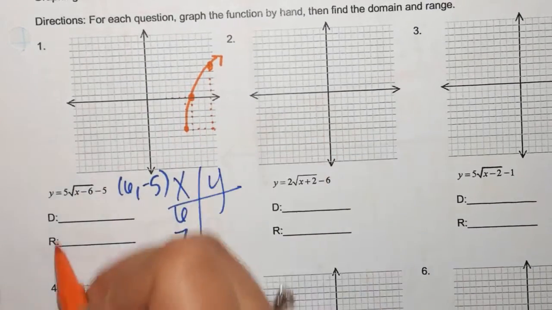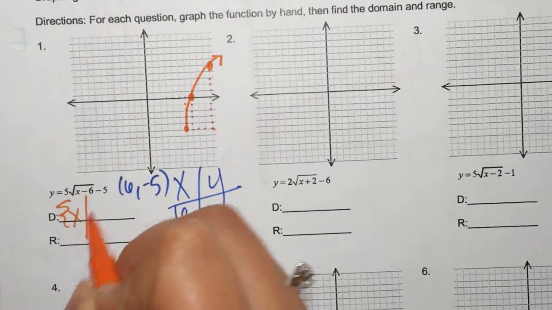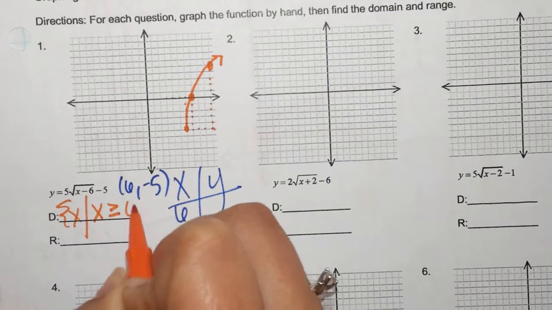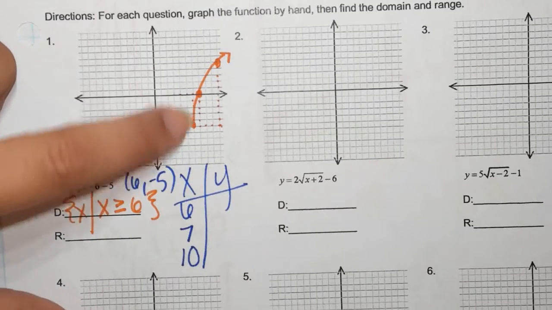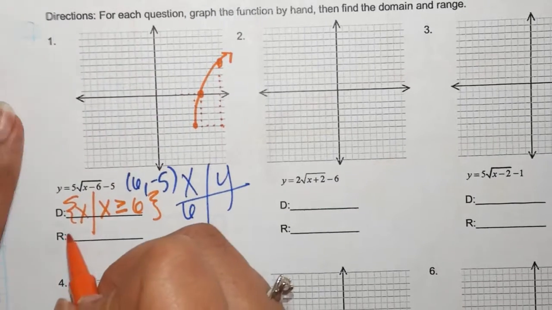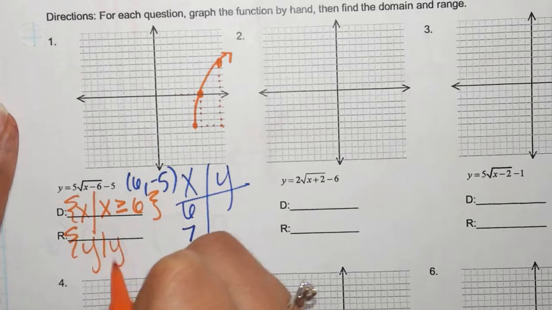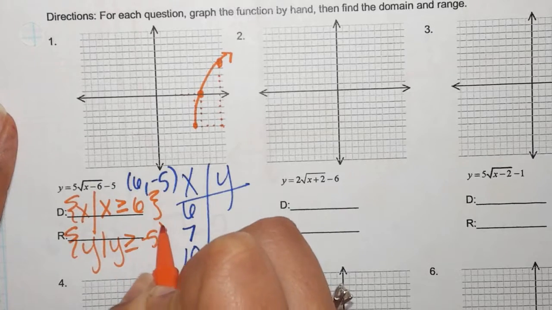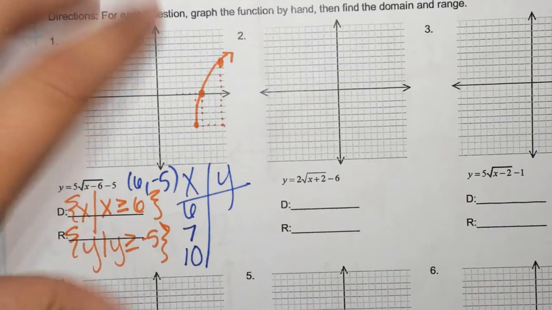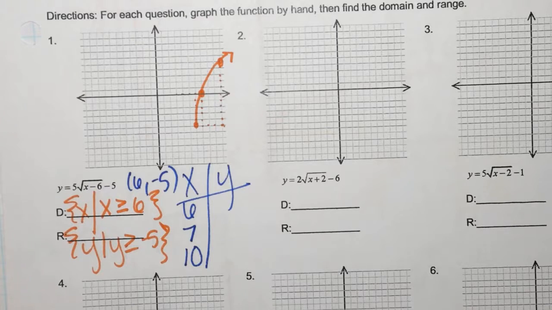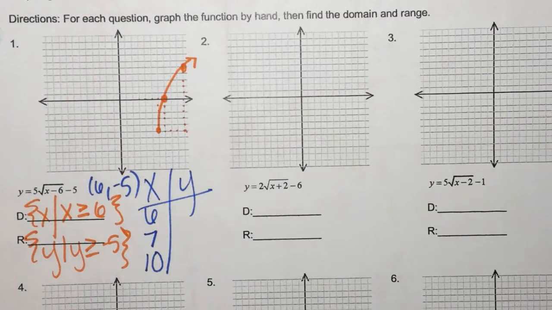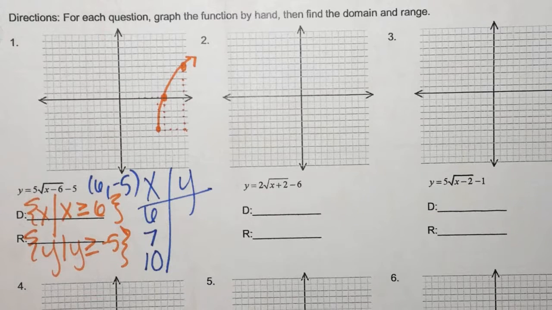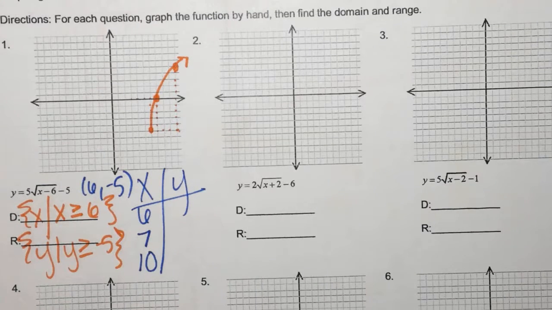Now your domain is x when x is greater than or equal to 6, because that's our starting point on the x-axis. And then your range is y when y is greater than or equal to negative 5, because that's where our y's start. Does that help a little bit? That's what I'm about to show you how to do next without the chart, using vertex form.